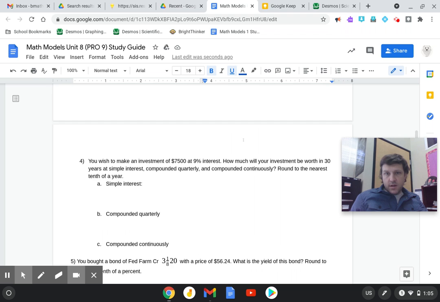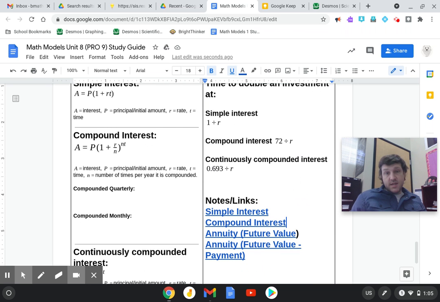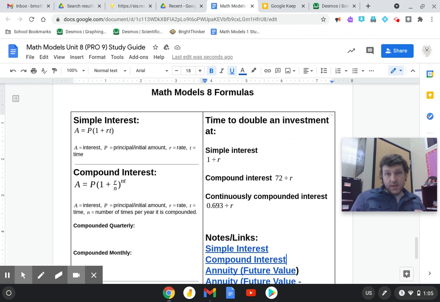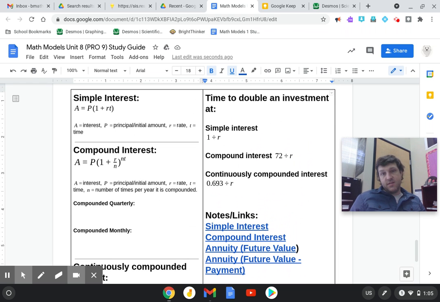I'm going to scroll down and show you there's a formula sheet down near the end with formulas, and then also the links that are from the videos, the links we used in the lessons we did.